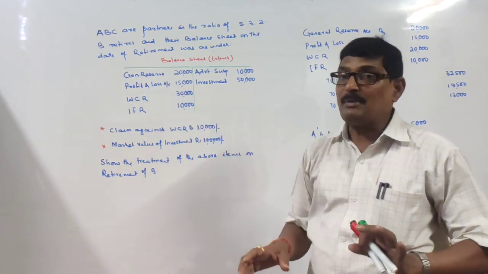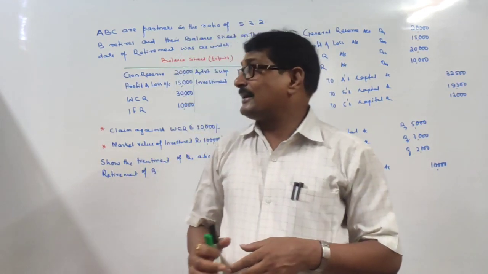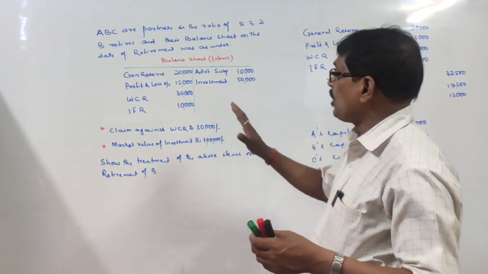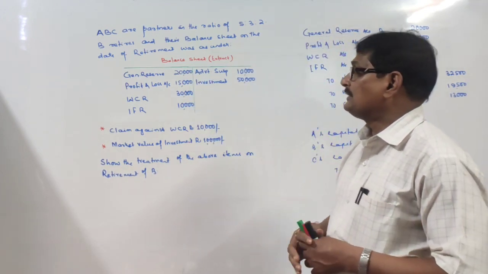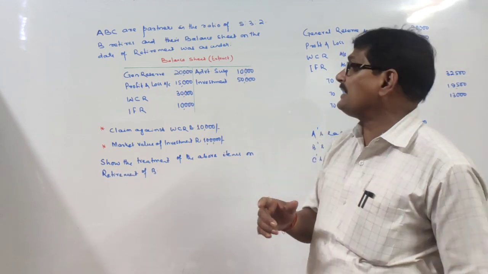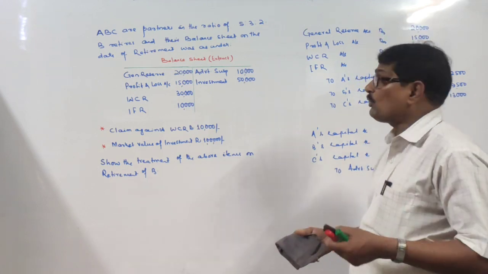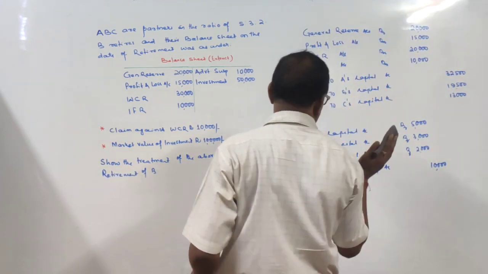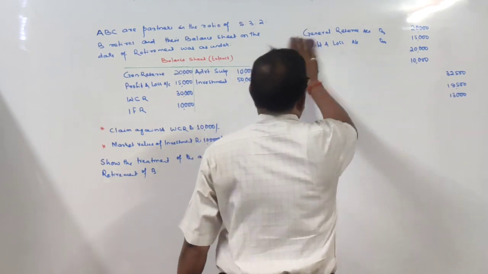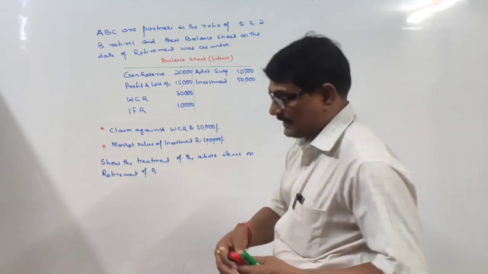Right? But sometimes it may so happen, suppose in this case, the continuing partners, that is A and C, decide that we will not disturb general reserve. Suppose the partners decided that we will not disturb general reserve. Means in the new balance sheet, general reserve will be shown at 20,000 itself. At that time, what we will do? In that case, first of all, let us calculate the gaining and sacrificing ratio.